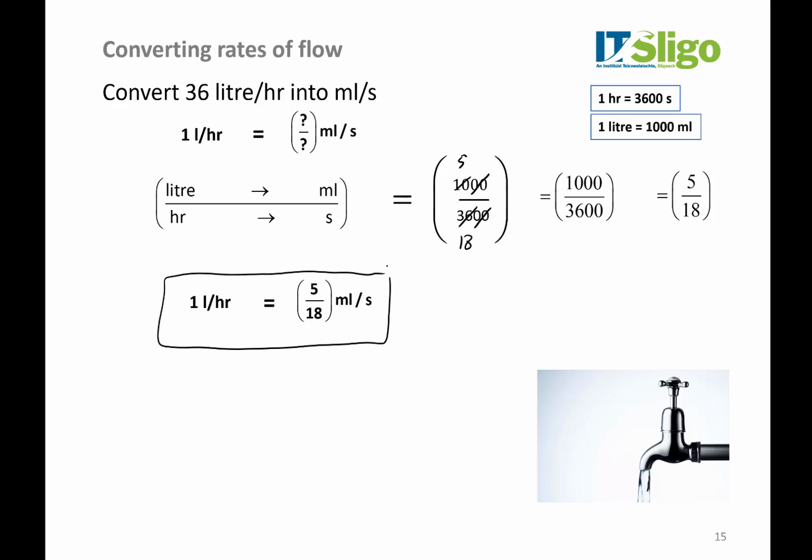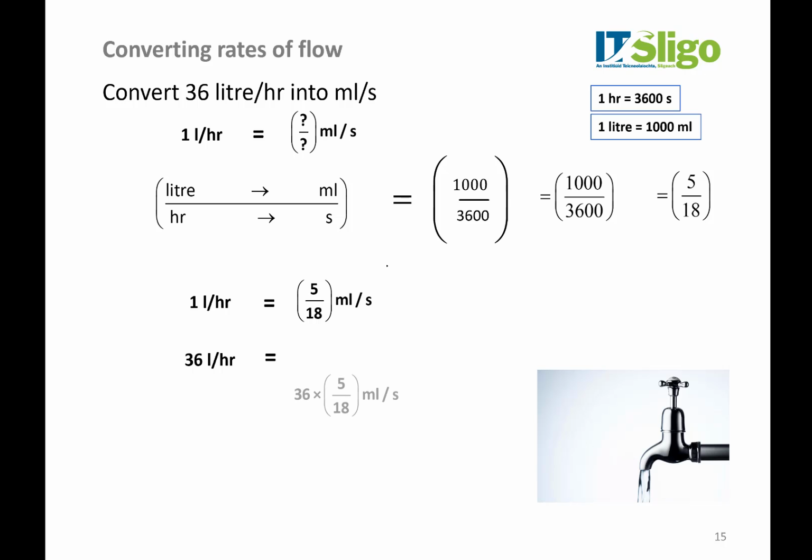Now we can figure out for any amount of liters per hour we can convert into mils per second. Just simply multiply both sides by our coefficient, which is 36 in this case. And now, guys, we'll see the 18 will go in there once, 18 will go in there twice. So 36 liters per hour is the same as 10 milliliters per second.